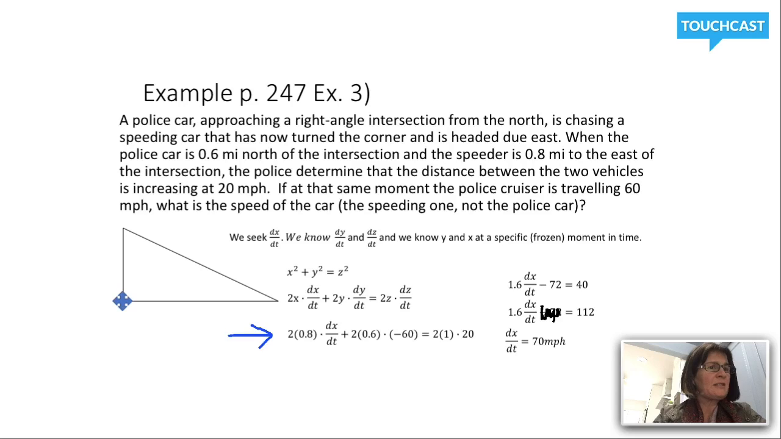So you can see here I've made substitutions in for all the values I didn't know. It's my job now to isolate dx/dt. So I'm going to simplify. I'm dividing both sides of this equation here by 1.6 to get dx/dt is 70. So that means that that speeding car is moving 70 miles per hour.